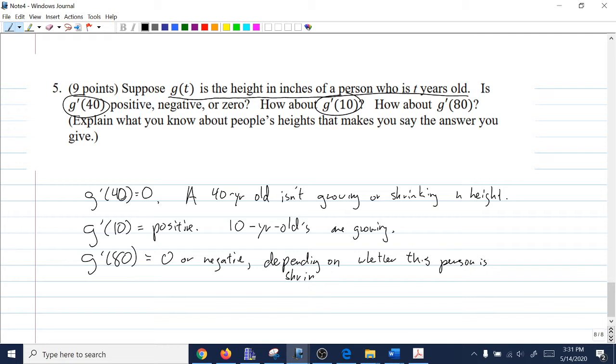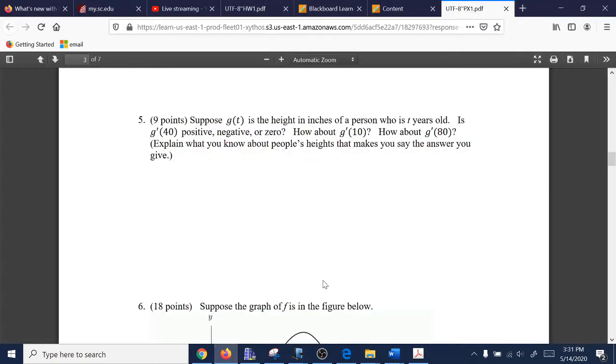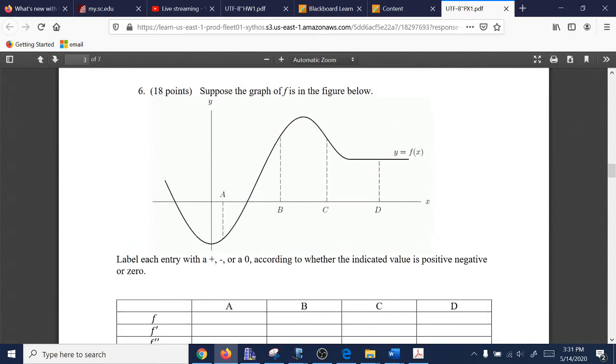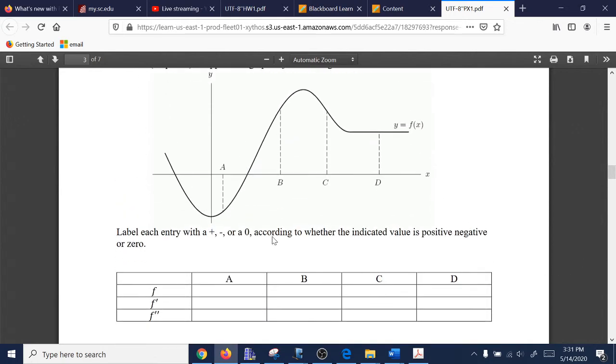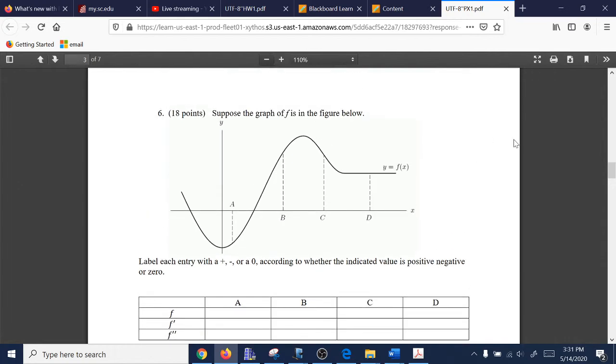I'll take either answer. If you say they're shrinking, use the word shrinking. Anyway, I just like questions like this that are just about, do you know what the words mean? This is relying on you to know some facts about human beings, that they grow and shrink and whatever. What's up with number 6? Ooh, this is a good one too. Listen to me, I'm in love with my test.